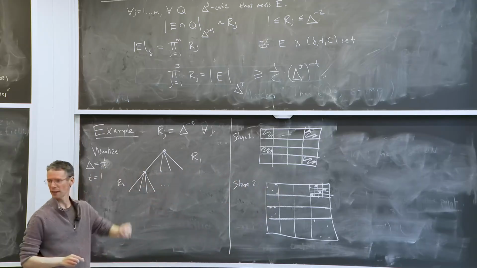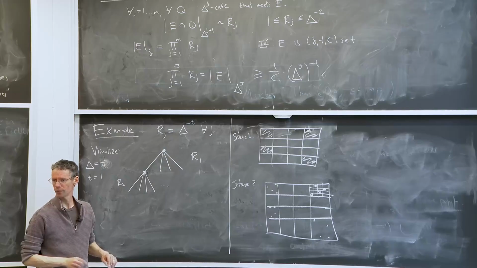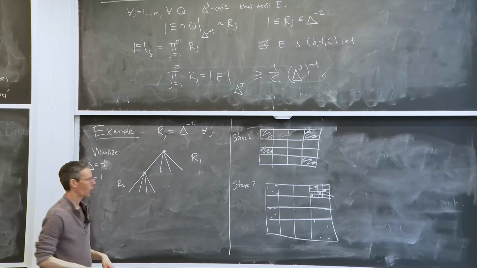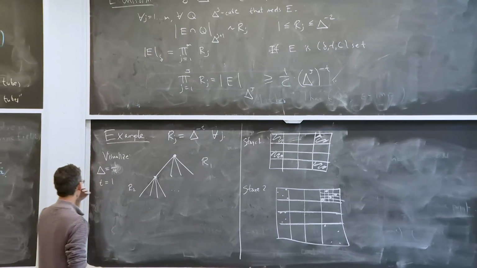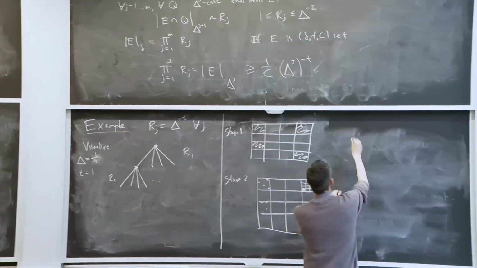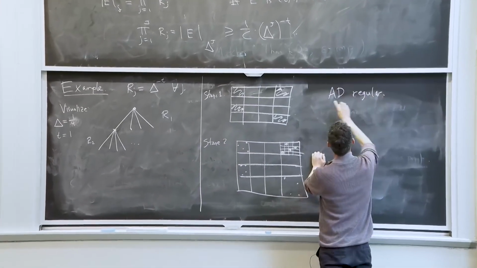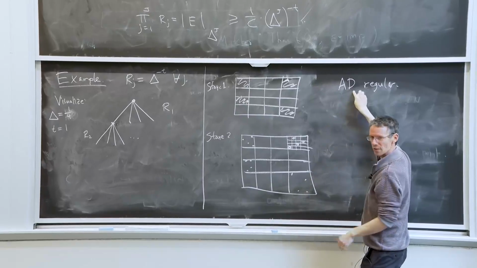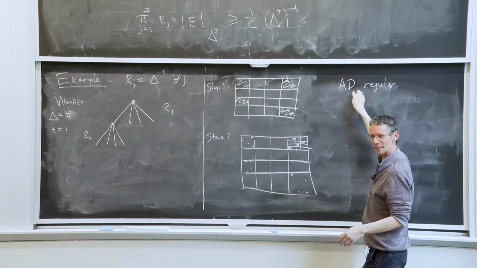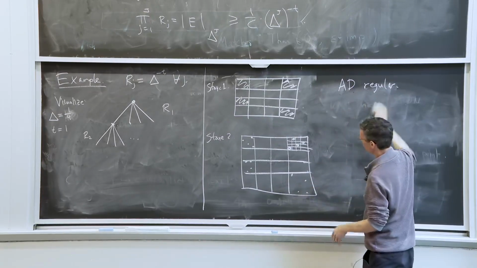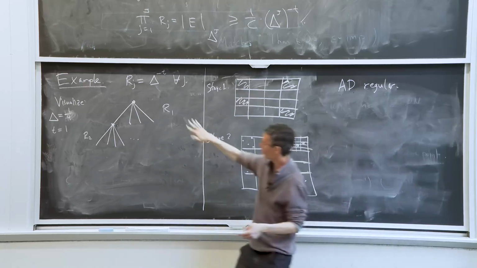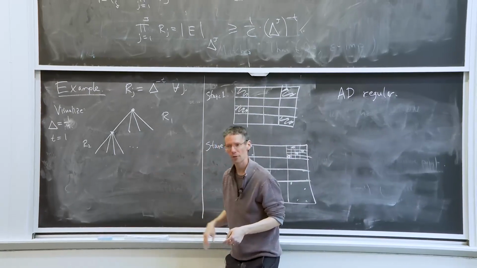So our set looks something like that at stage 2 in a new Paducah. All right, so this is the first example. It's called the AD regular example. Alfors and David are two people who worked on stuff that is related to this. And the word regular, I think, here refers to the fact that all the scales are the same as each other.